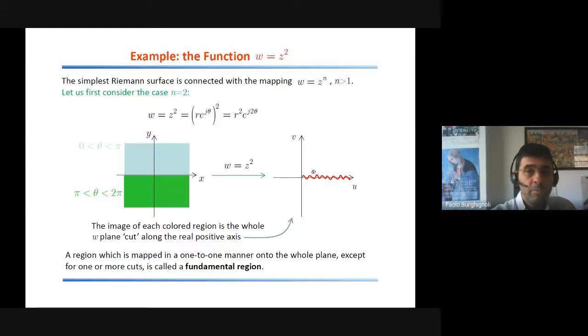And now going from 2 pi to 4 pi is exactly the same as going from 0 to 2 pi. So we again cover the entire W plane with the exception of this wiggly line. Okay, so any of those regions, the cyan one and the green one, is mapped onto the entire W plane. So by definition, when this happens, a region is called a fundamental region. So the cyan region is a fundamental region, and the green one as well.